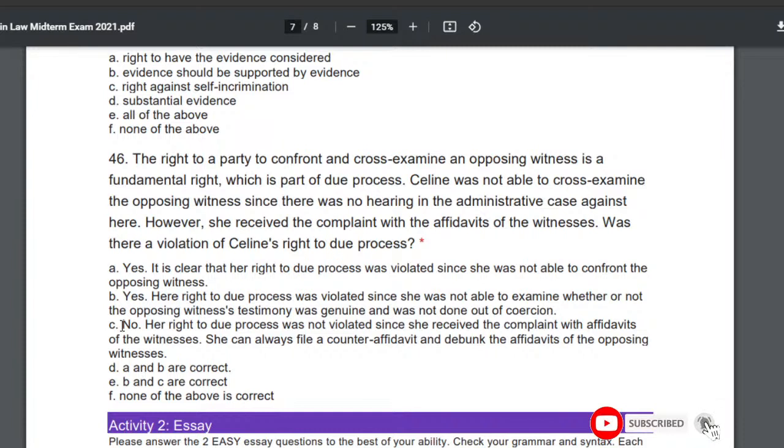Letter C. No, her right to due process was not violated since she received the complaint with affidavits of the witnesses. Okay, she received the complaint with affidavits of witnesses, so there was no violation of her right to due process. She can always file a counter affidavit and debunk or refute the affidavits of the opposing witnesses. D, A and B are correct. E, B and C are correct. Or F, none of the above is correct.